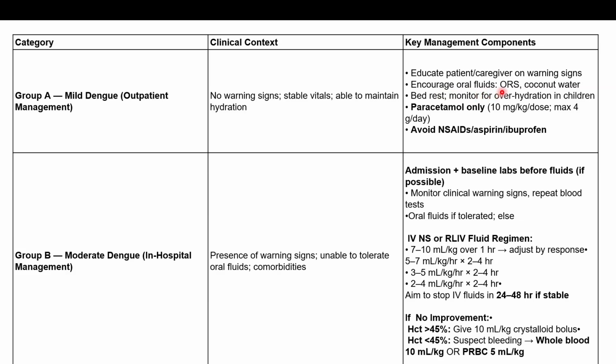So encourage oral fluids, ORS, coconut water, bed rest, and paracetamol up to 10 milligram per kg per dose, maximum of 2 grams per day. Always ensure to avoid NSAIDs, aspirin, or ibuprofen.